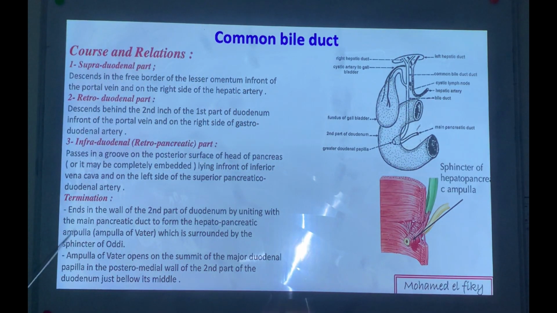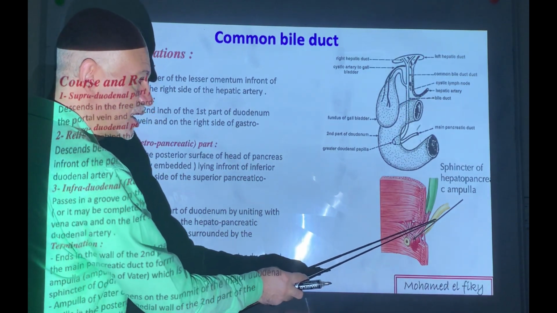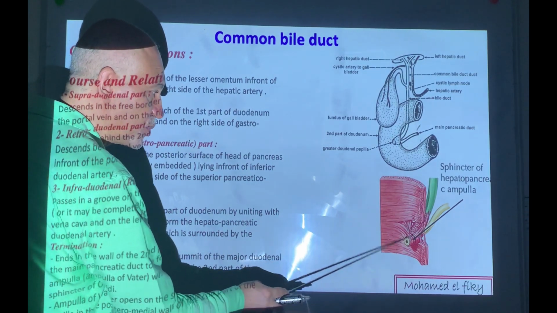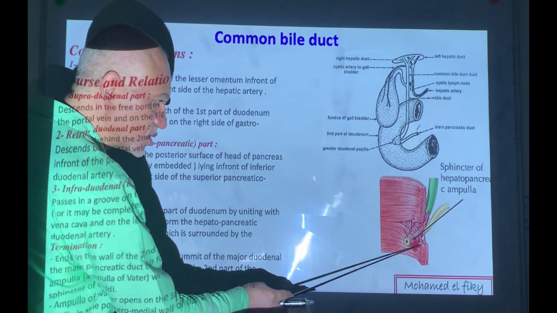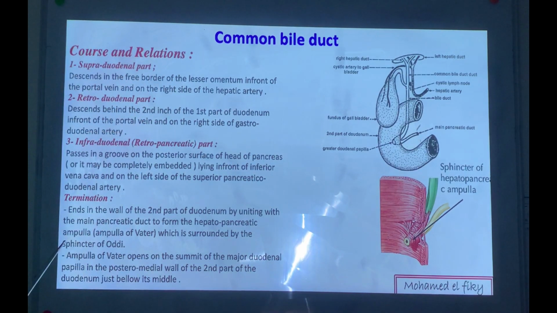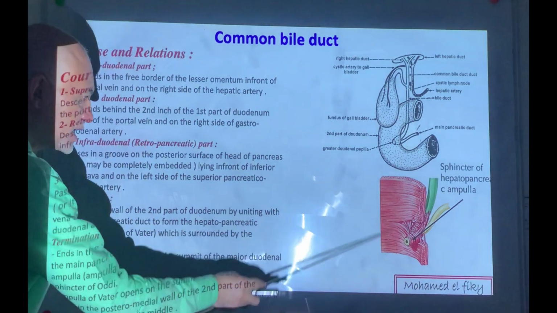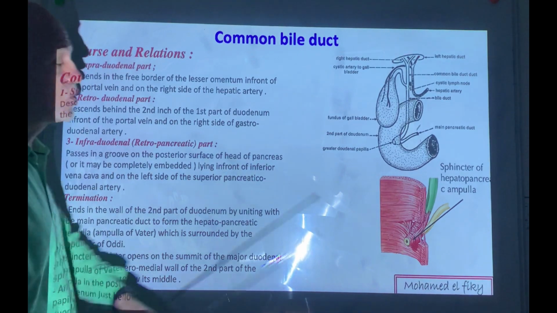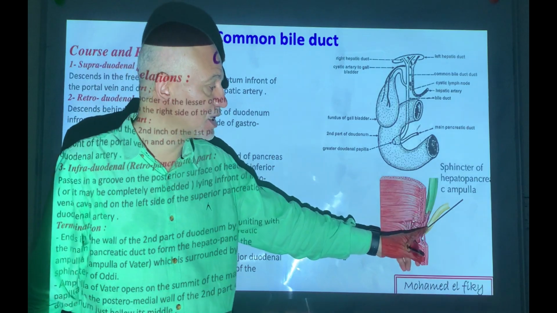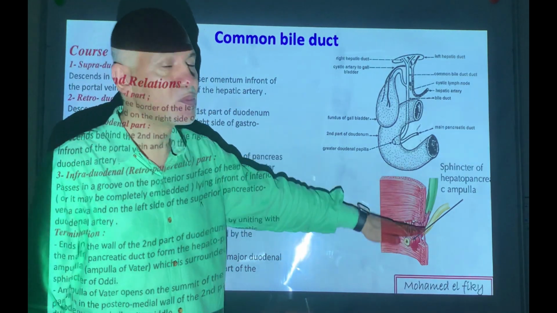Termination: the common bile duct joins the main pancreatic duct and forms the ampulla of Vater, surrounded by a sphincter, this muscle called the sphincter of Oddi. The sphincter of Oddi surrounds this part, which opens in the second part of the duodenum. Remember, this opening of the lower common bile duct and the pancreatic duct separates the foregut from the midgut.